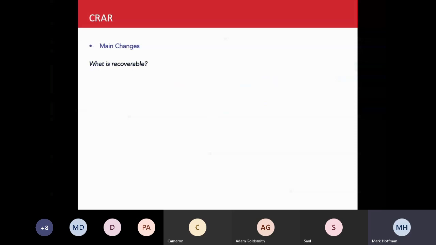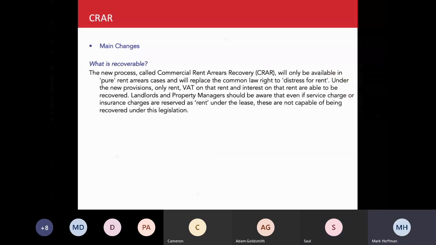Main changes. The debt that can be recovered is only available in pure rent arrears cases. So only rent, or VAT on that rent, and interest on that rent will be recovered. In other words, insurance shortfall and service charge shortfall cannot be recovered through CRA. Service charge can, of course, be recovered through SCRA, service charge arrears recovery. But for this particular purpose, it's just commercial rent arrears recovery.